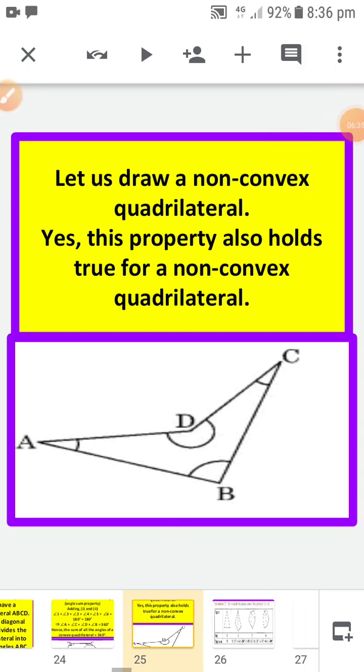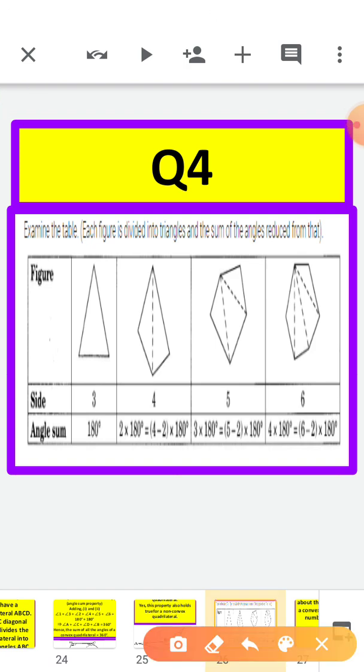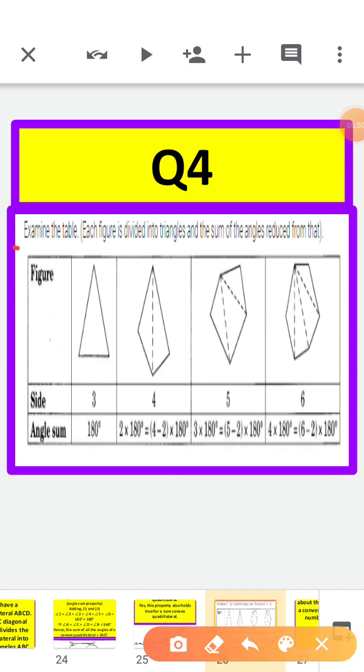Okay, so let's talk about question number 4. In question number 4 in your book, you have this kind of table. What the question is saying is: examine the table. Each figure is divided into triangles and the sum of angles is reduced from that.